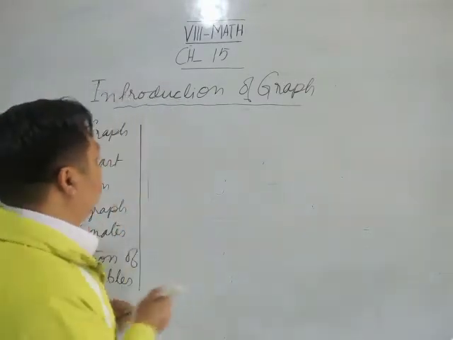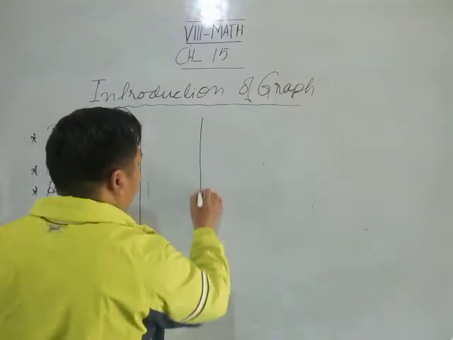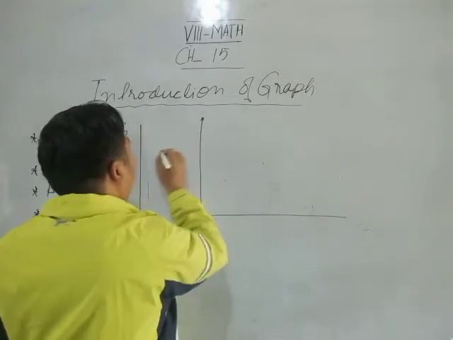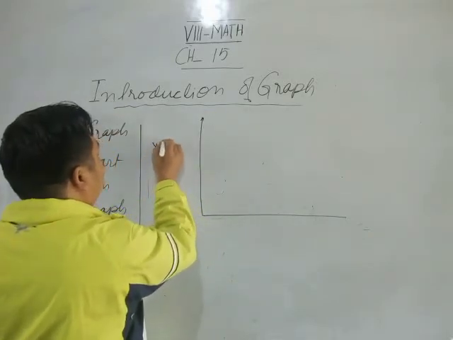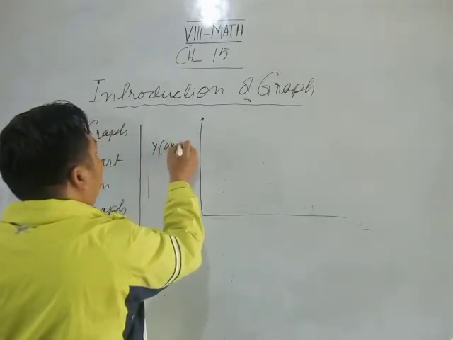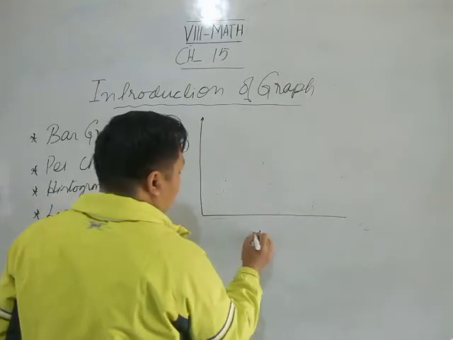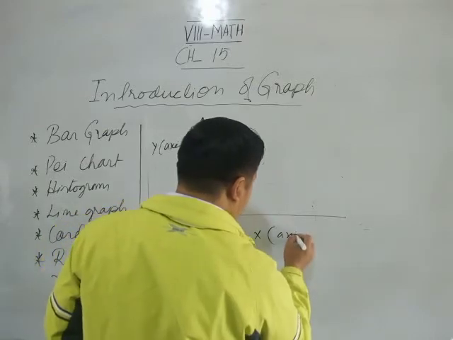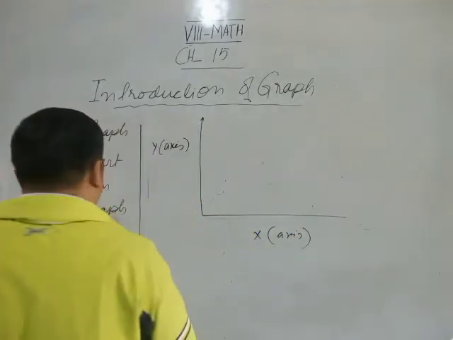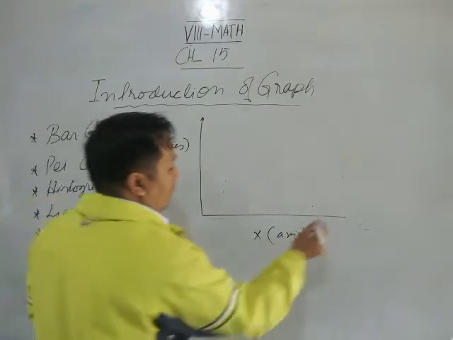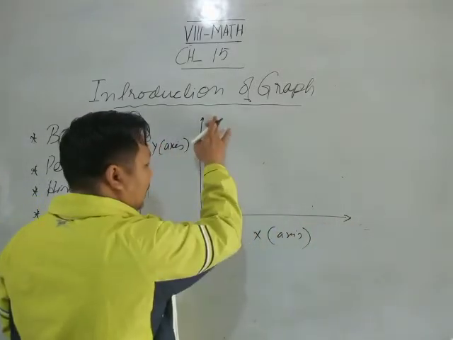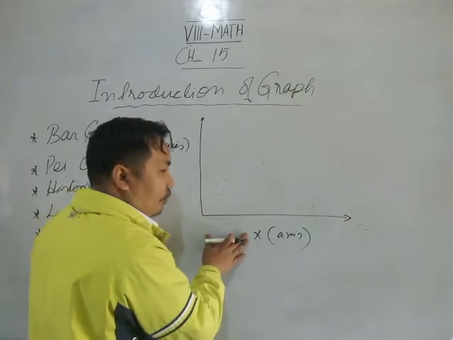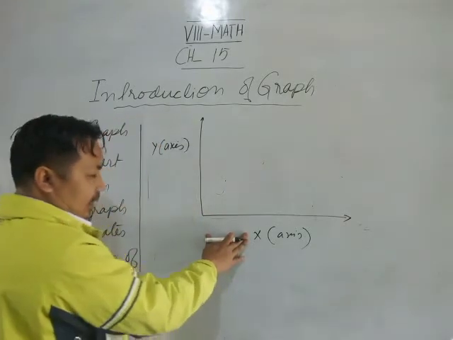First of all, we know that there are two lines on the graph. This is called the y-axis and another is called the x-axis. Y-axis and x-axis. Okay, so two lines are there. One is vertical, one is horizontal. The vertical one is called the y-axis and the horizontal one is called the x-axis.